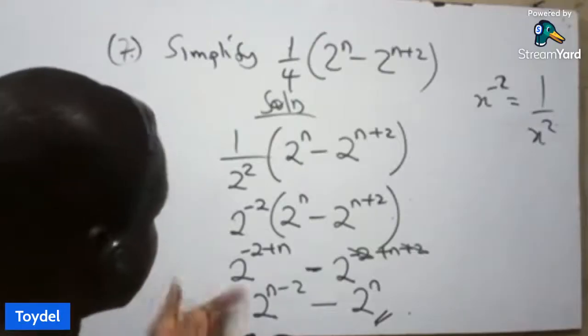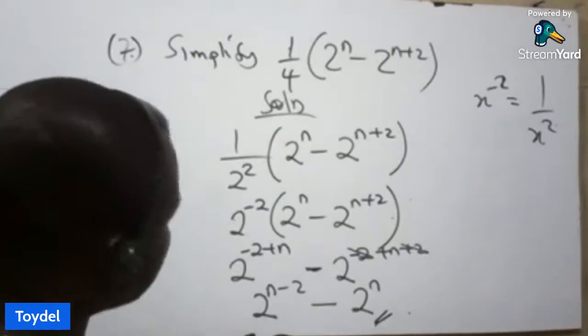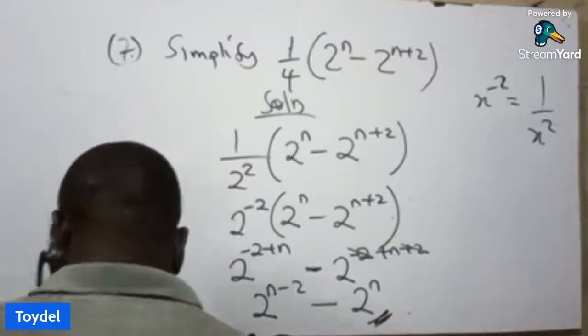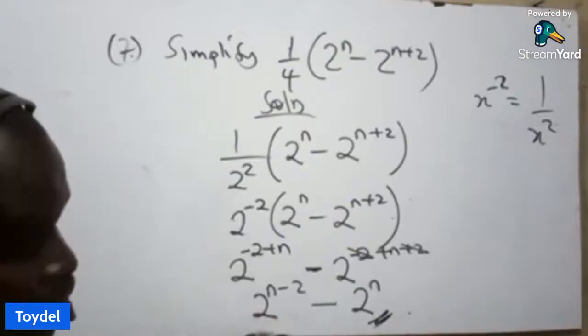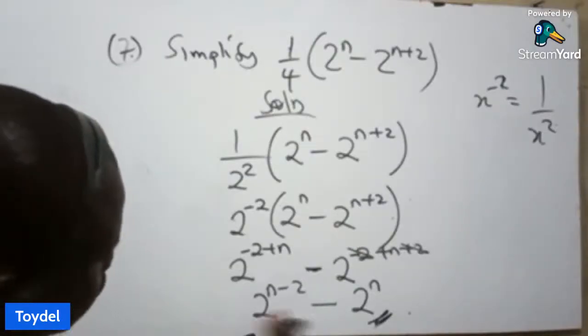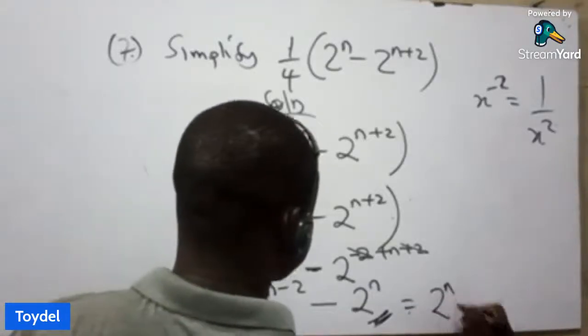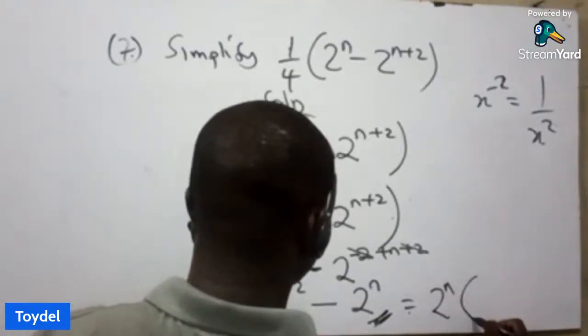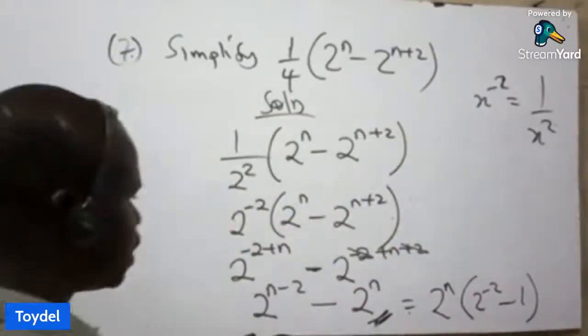And of course, you can rewrite this as just 2 raised power n outside the bracket. But we can just stop at this point. If you have this as any of the options, just stop. But if they simplify further, the only thing they can do there is to bring out 2 raised power n here. If we bring out 2 raised power n, we are going to have 2 raised power minus 2 here, then minus 1 here. That's what you get.